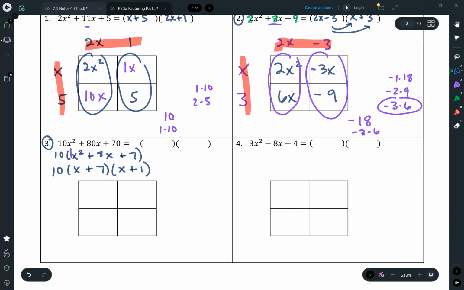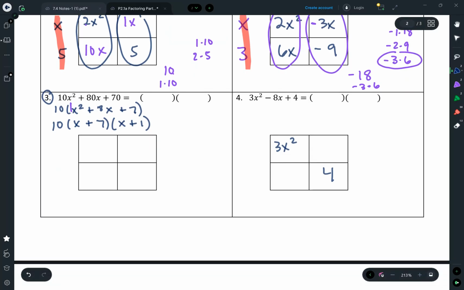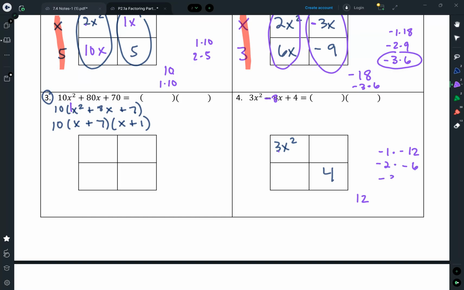Okay, last one. Let's see, I've got a 3x squared and a 4. And we're looking for things that multiply to make 3 times 4, which is 12. So it's got to multiply to make a 12, but add to make a negative 8. That means I'm going to have 2 negatives because it's got to multiply to make a positive. So negative 1 times negative 12, or negative 2 times negative 6, or negative 3 times negative 4. It looks like negative 2 times negative 6 multiplies to make 12, but adds to make a negative 8. So negative 2x, negative 6x.